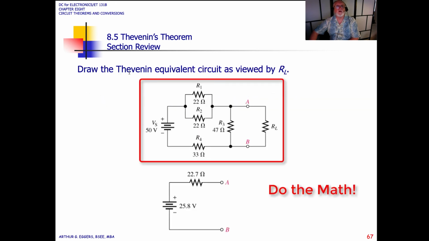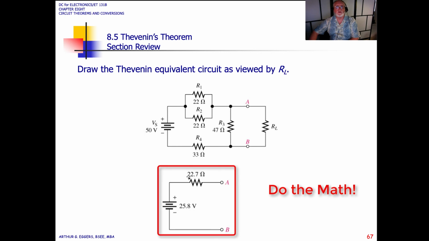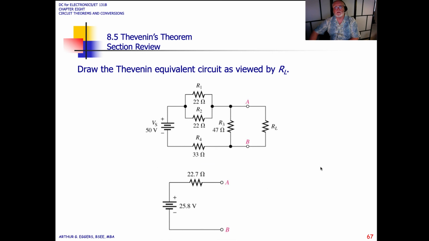So if we draw the Thevenin equivalent circuit as viewed by the R load here, if we went through and solved this circuit, we would end up with 22.7 ohms, 22.7 ohms, and 25.8 just by following the procedures. Go ahead and do that.